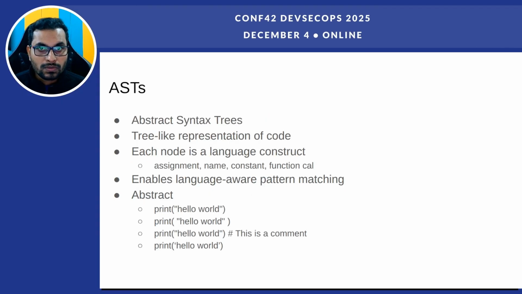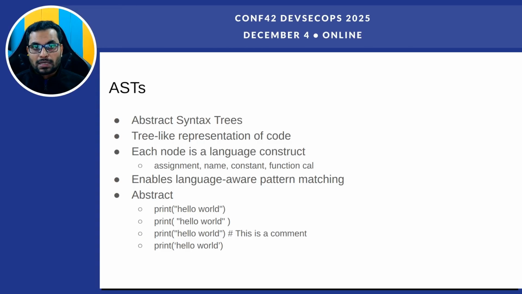Now, we talked about ASTs briefly in the previous slide. So, what is an AST? AST is abstract syntax tree, which is a tree-shaped representation of your code that captures its structure and meaning, not its raw text or formatting. You can think of it like how a compiler or interpreter understands your code internally.